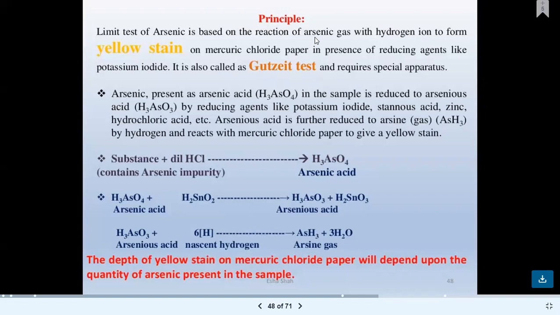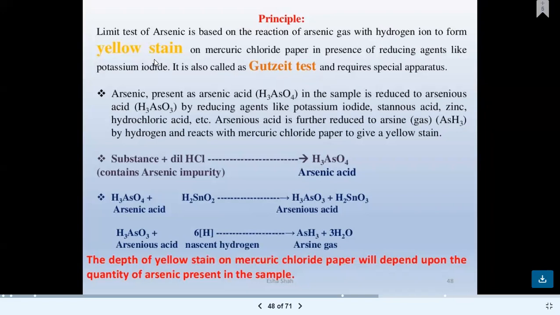We are going to convert the arsenic impurity into arsine gas. This arsine gas will then react with the mercuric chloride paper and give a yellow stain. We are going to compare the intensity of the yellow stain produced by the test with that of the standard one.